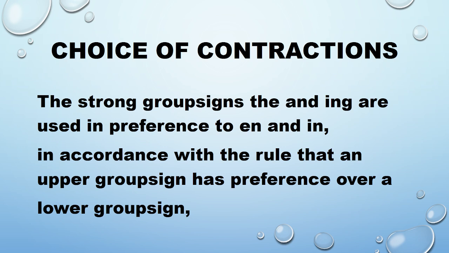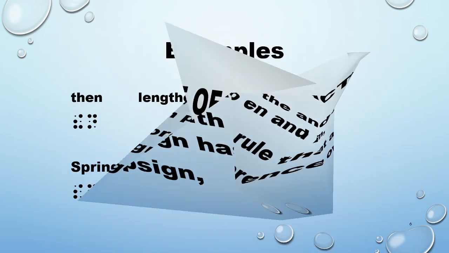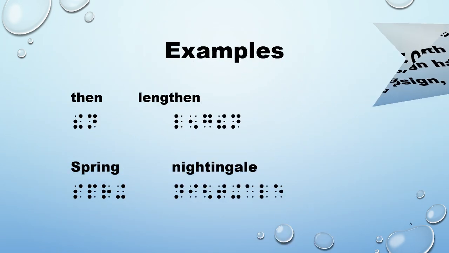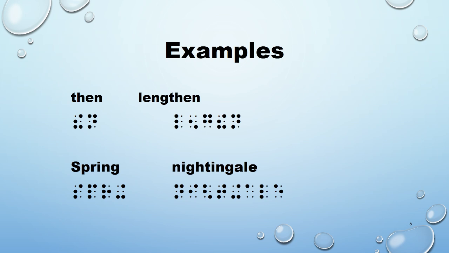As there is a rule that an upper group sign is preferred over lower group signs, let's go straight to the examples. The first one is the word "then." Now, you would think that you can use the contraction for "the," or you would also think that you can use the contraction for "en."